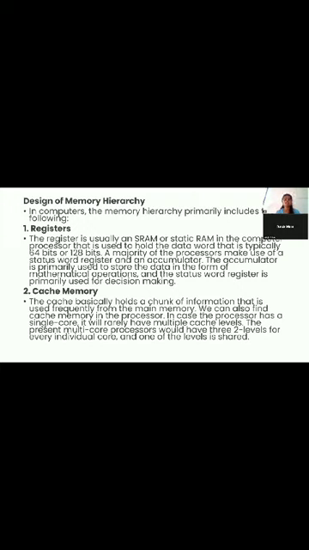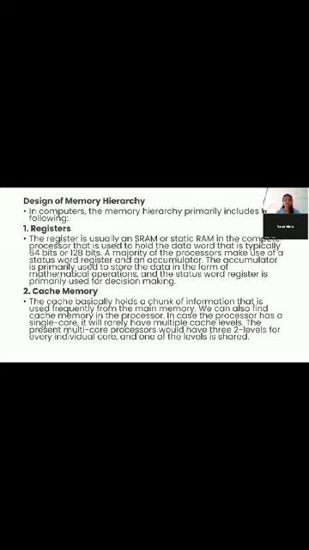First, register. The register is usually an SRAM or static RAM in the computer processor that is used to hold a data word, that is typically 64 bits or 128 bits. A majority of the processors make use of a status word register and an accumulator. The accumulator is primarily used to store data in the form of mathematical operations, and the status word register is primarily used for decision making.